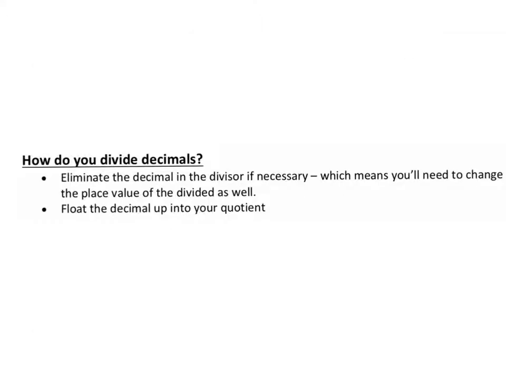The last thing we're going to look at is how do you divide decimals? So the first rule, we eliminate the decimal in the divisor if necessary, which means you'll need to change the place value of the dividend as well. The last step is to float the decimal up to your quotient.